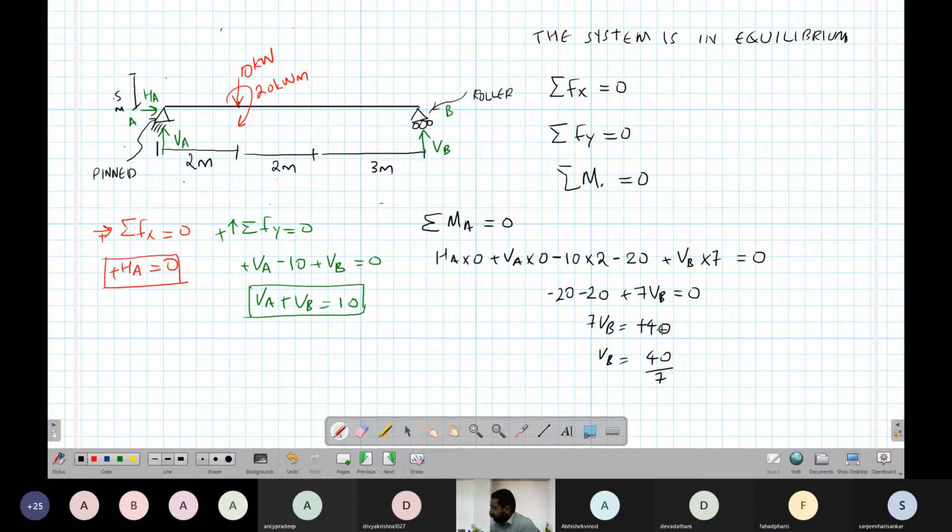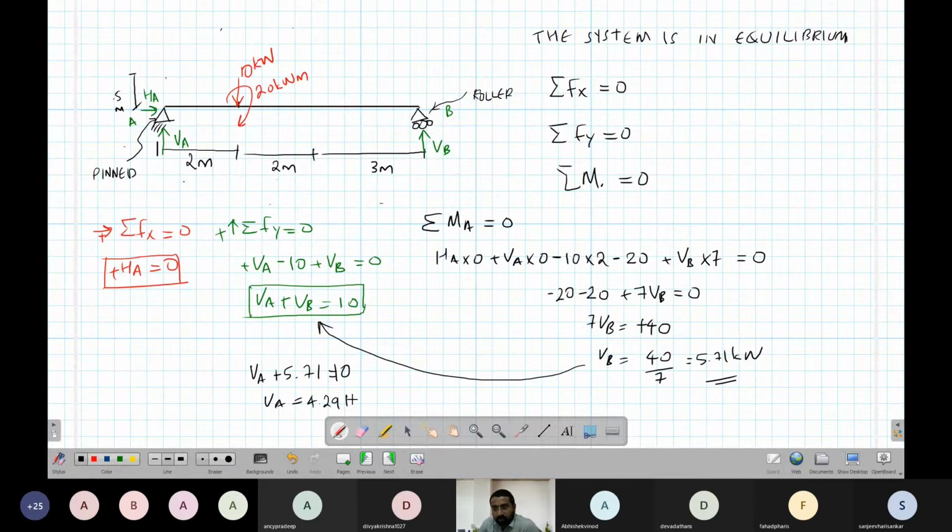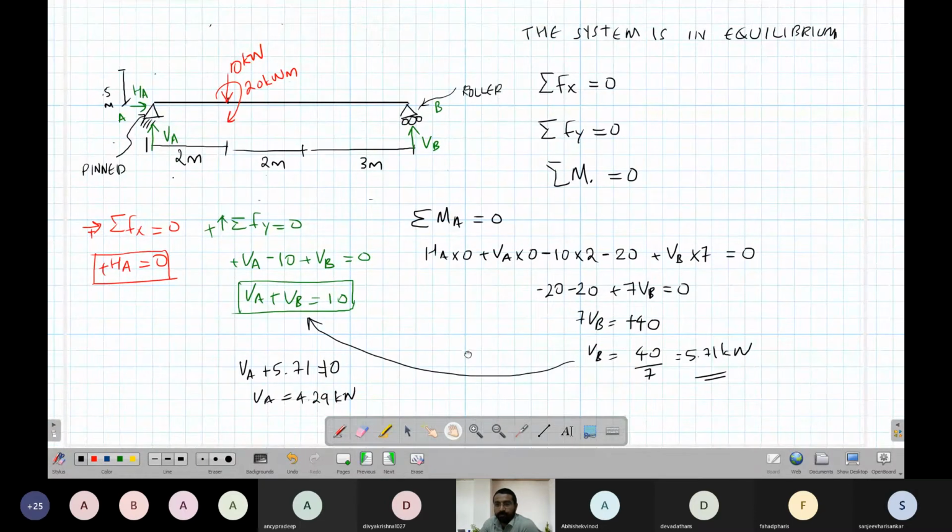So what is 40 by 7? 5.7 kN. Now if I substitute VB here, what I'll get is VA plus 5.71 equal to 10. So VA equals 10 minus 5.7, 4.28. Okay, so we have got all the answers. Now we just have to draw the final diagram.